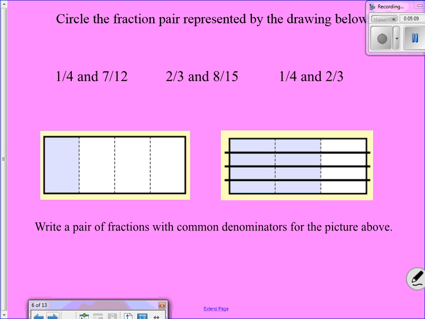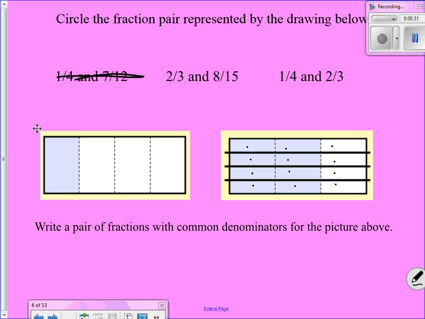Let's take a look here. Circle and compare below. 1/4. So which one of these works? 1/4 and 7/12. Well, I know this could be 1/4, but right here, 7/12. I have 1, 2, 3, 4, 5, 6, 7, 8. Okay, I have 8, 9, 10, 11, 12. So I have 8 over 12. Okay. So I know 7/12 isn't right.